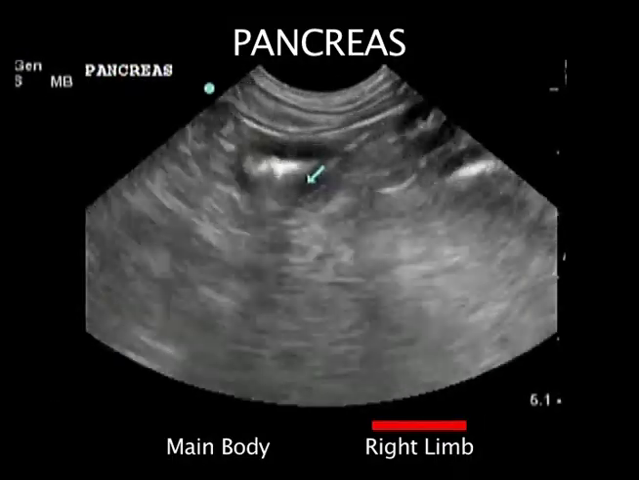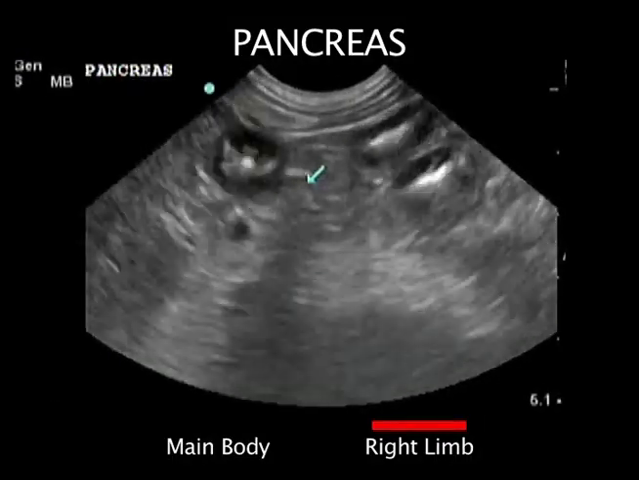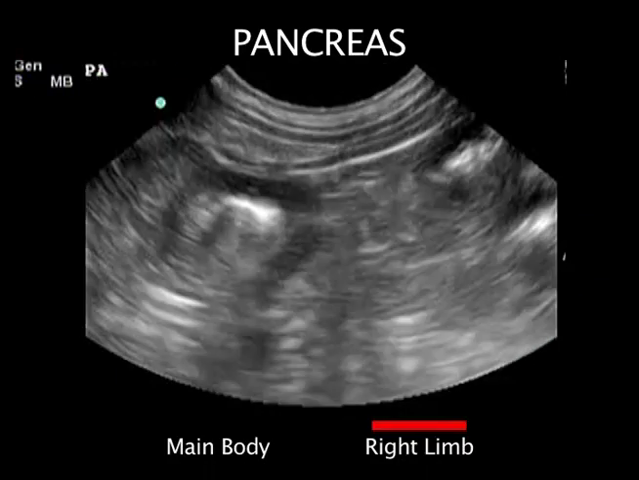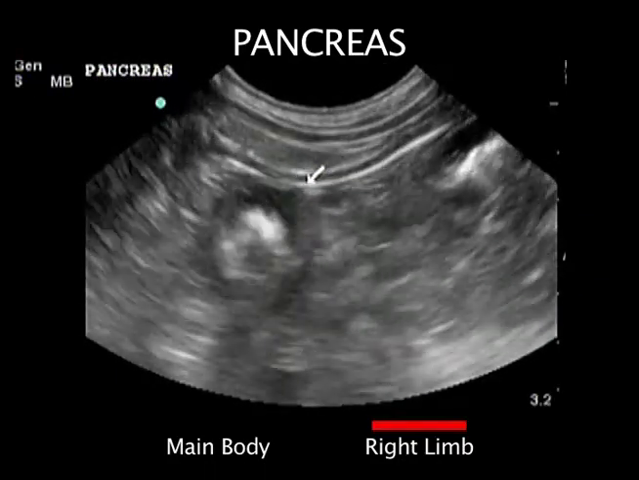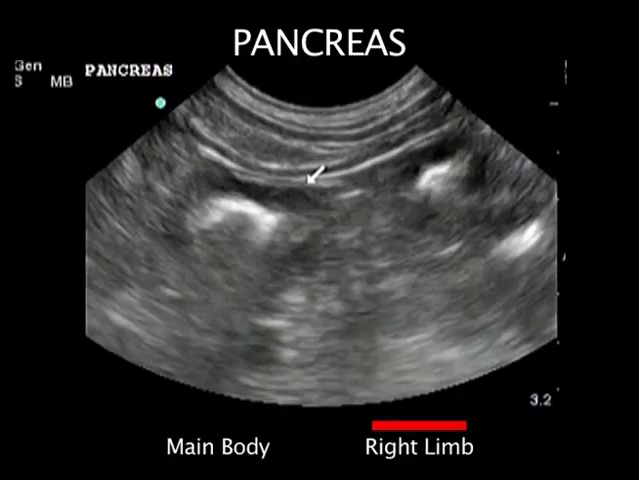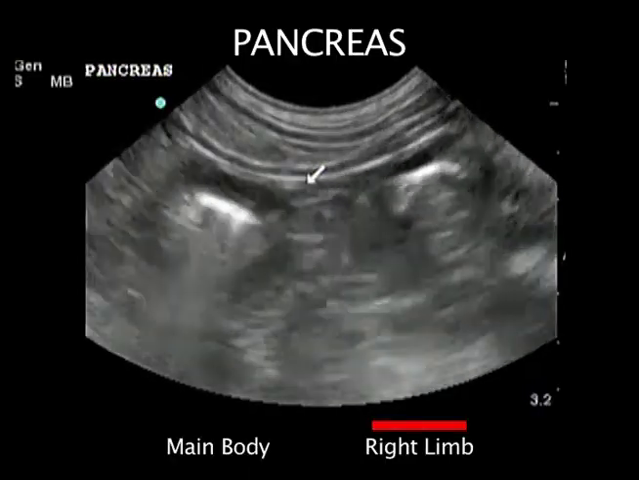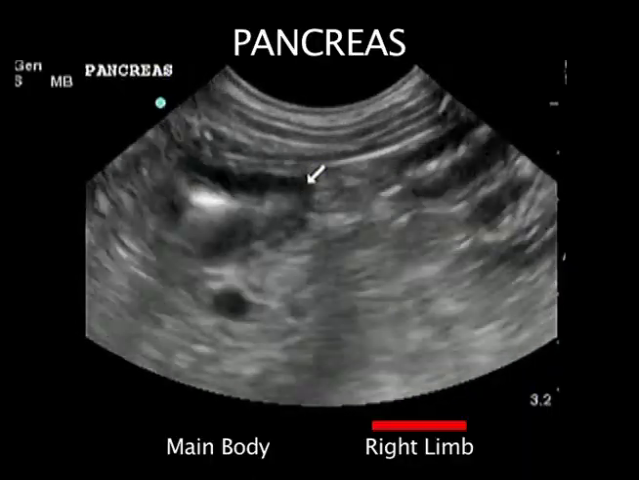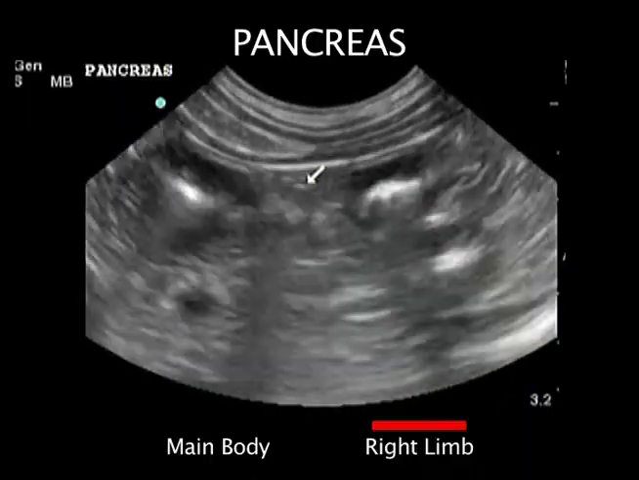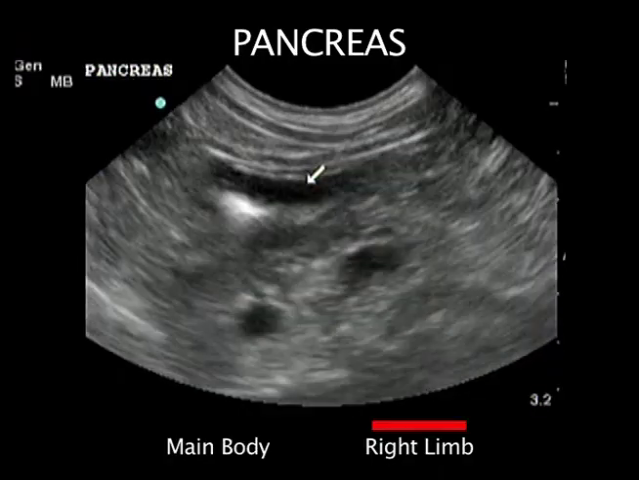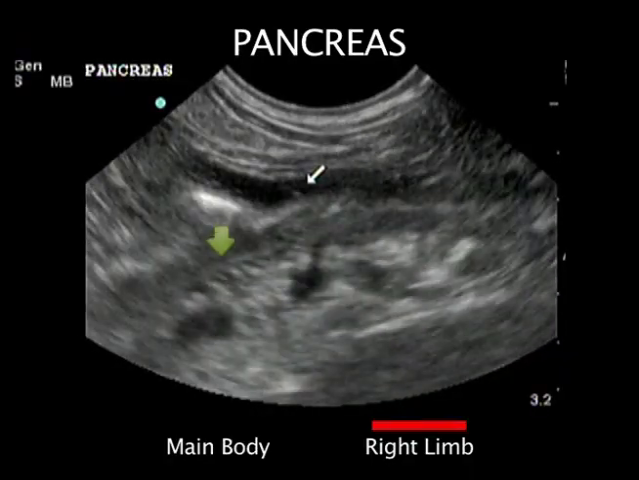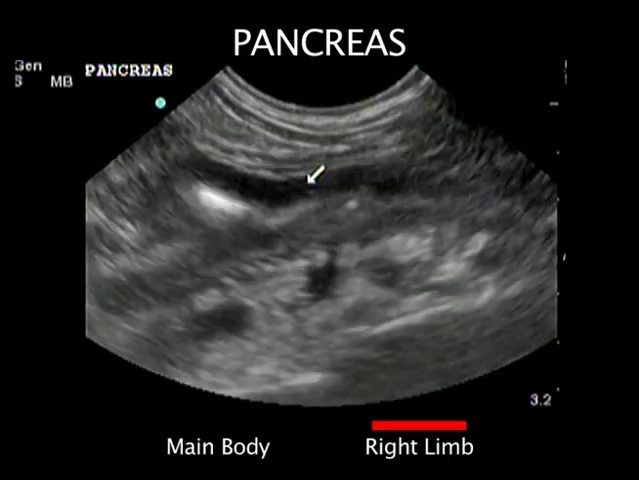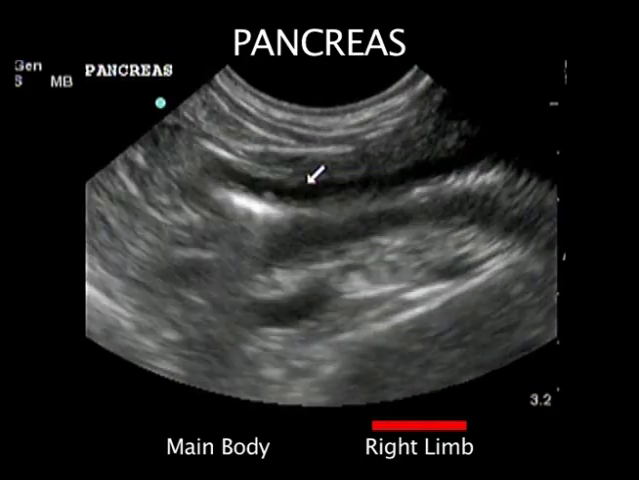The pancreatico-duodenal vein is often seen as an anechoic tube in the right limb of the pancreas and running alongside of the duodenum. In this transverse view over the right kidney, the arrow points to the pancreas dorsal to the duodenum. The anechoic circle, and then tube, is the pancreatico-duodenal vein. The vein will show color with color flow Doppler.